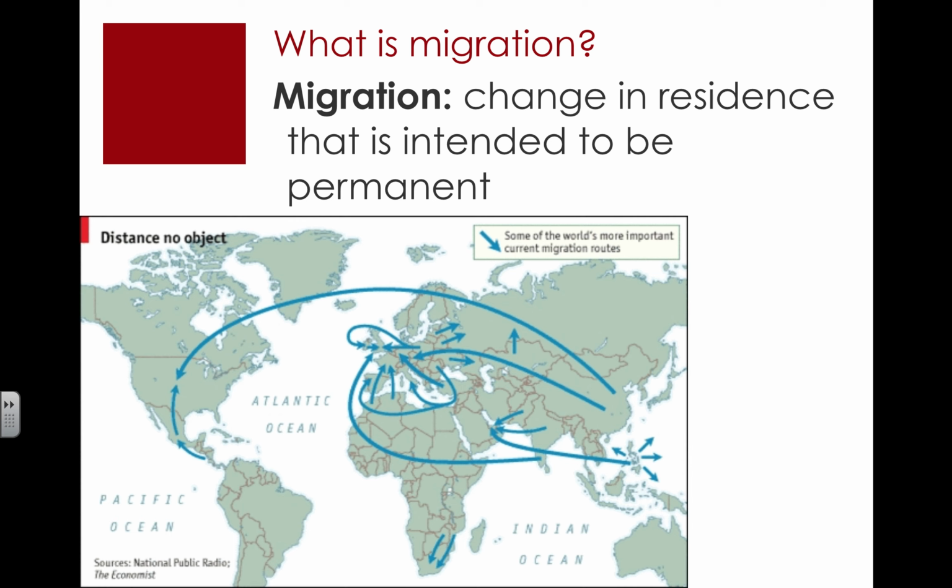So just to start us off with a common definition, migration is a change in residence that is intended to be permanent. So this, of course, would differentiate migration from just simple movement. So migration is with the intention of permanent. Whether or not that actually remains permanent is something to be discussed and analyzed.